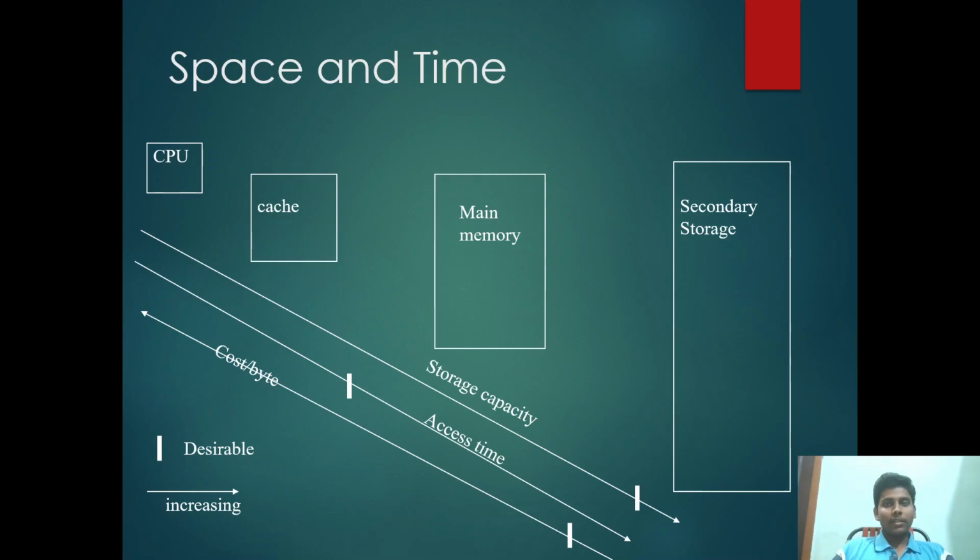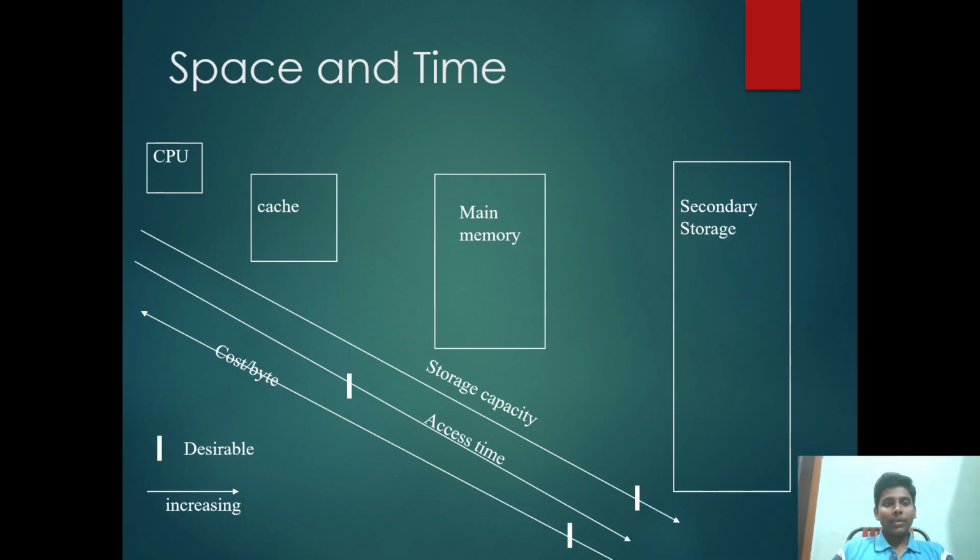Here we can see the representation of space and time. The first one is the CPU. The second block contains the cache memory. After the cache memory, the next one is main memory. After the main memory, there comes secondary storage.